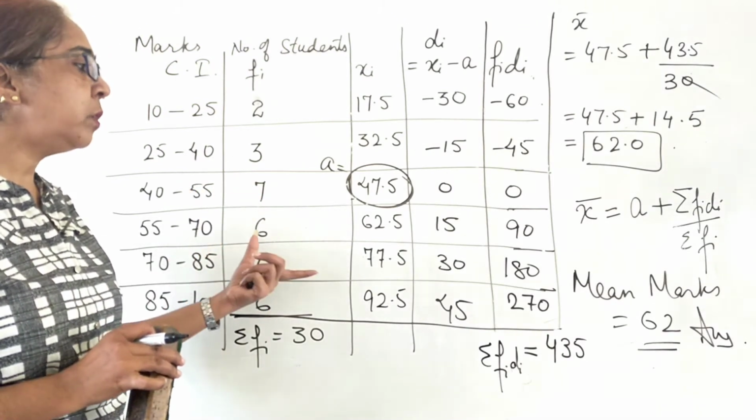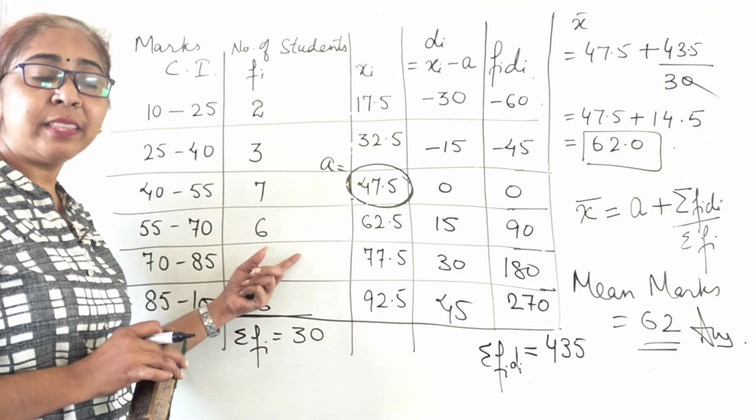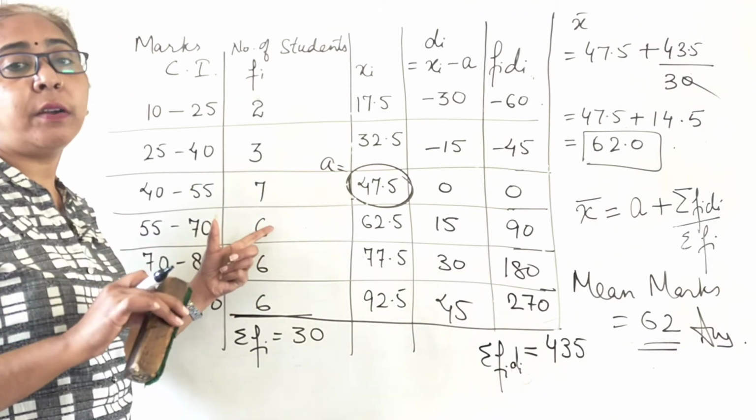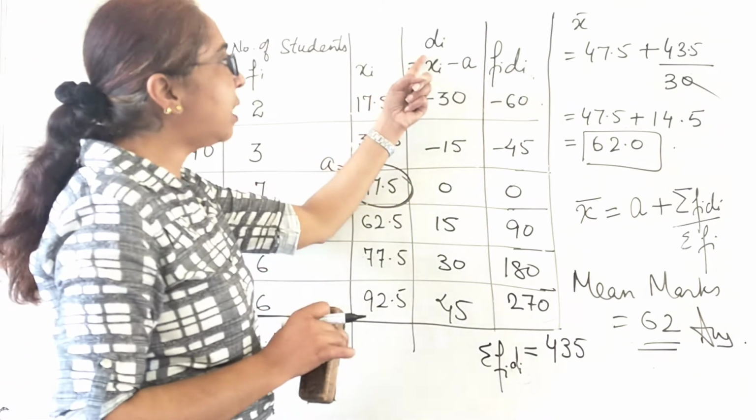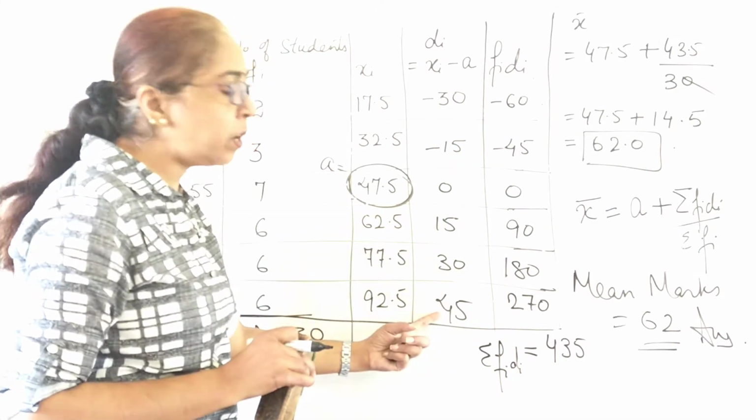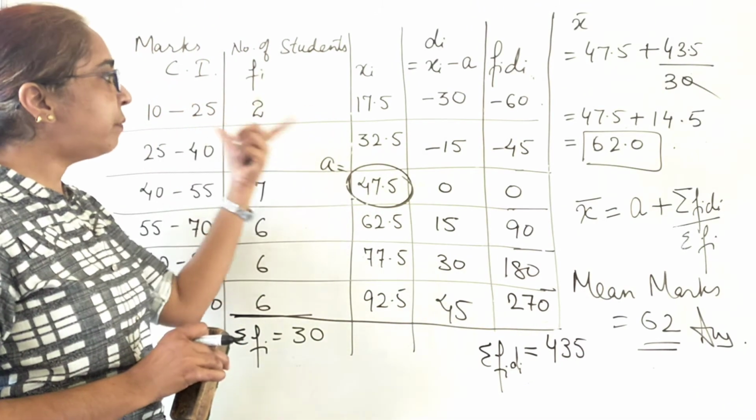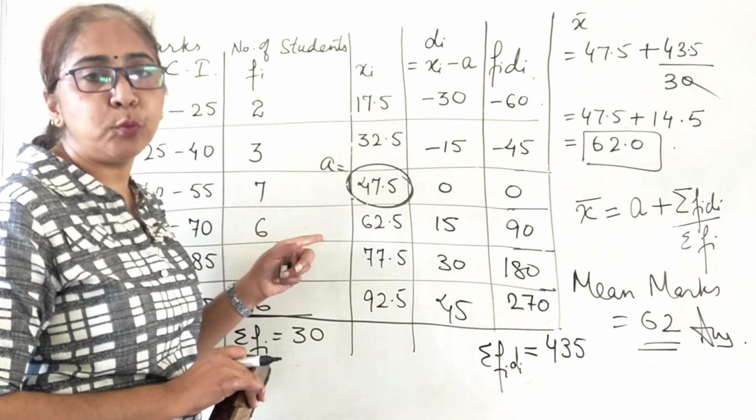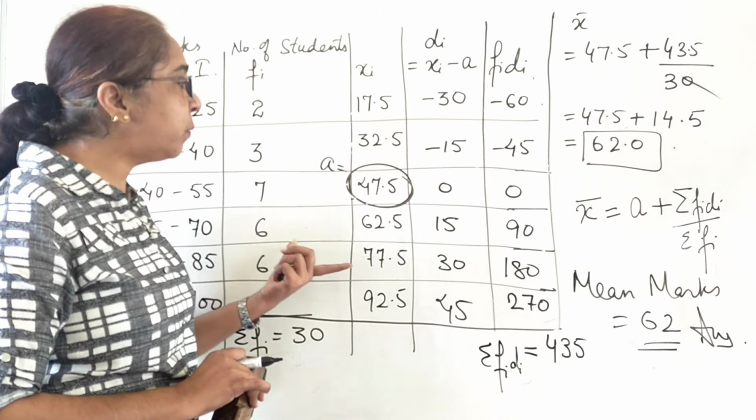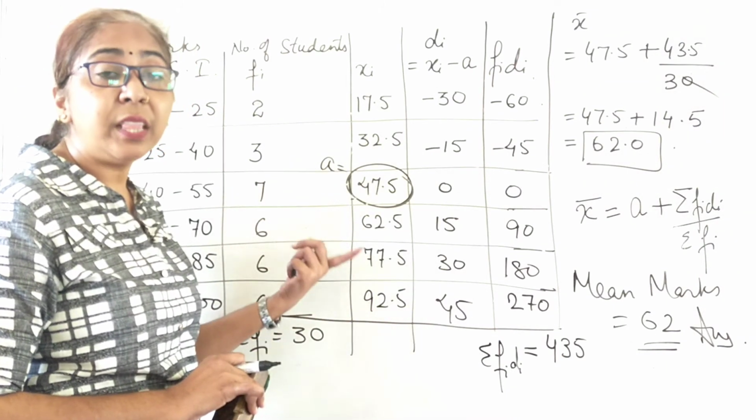And why do we use this method instead of the direct method? Because in the direct method the calculations are very long. Here, because of this di, the calculation will be smaller. So whenever the values in xi and fi feel bigger, then you will have to apply this assumed mean method. If you go for the direct method, the calculation will be large, right?